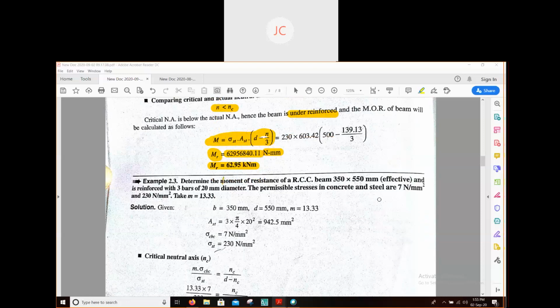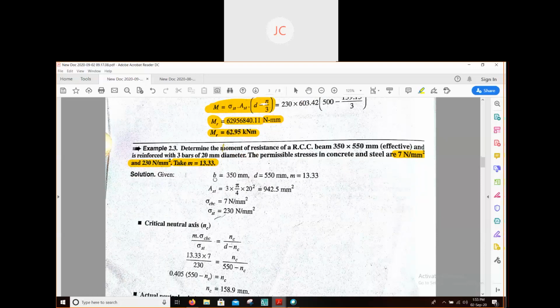Try to understand this problem. Everything is the same as the previous one. In this case, m is directly given as 13.33, no need to find it out. This 7 is the value of sigma cbc, and sigma st is also given. We need to find out the moment of resistance. It is exactly the same as the previous problem, so I hope all of you can solve it. These are the values given.